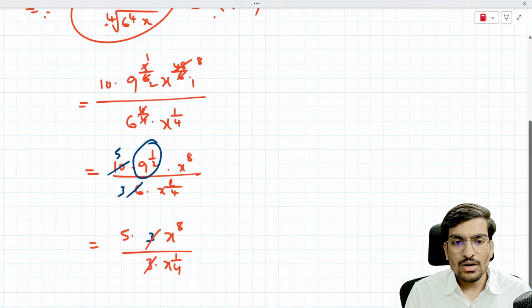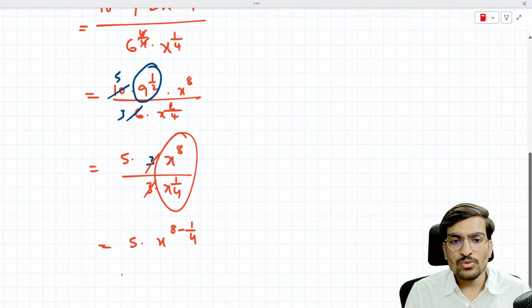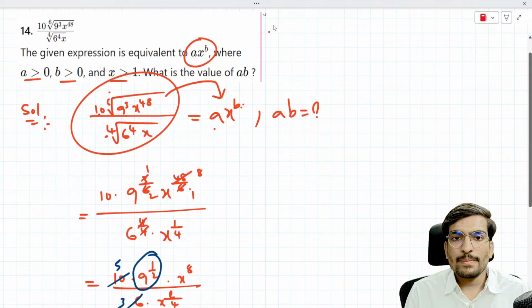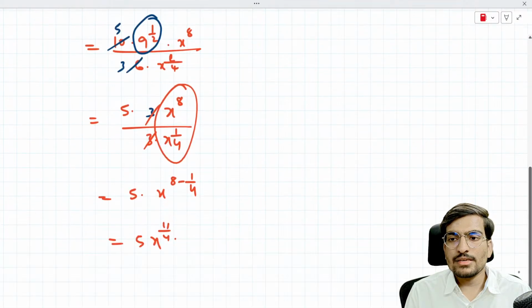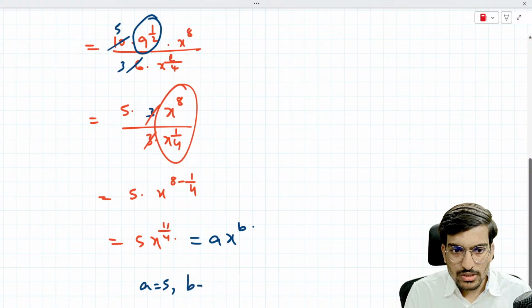3 3 out, and here we apply the quotient rule. On applying the quotient rule, 5 x raised to the power of 8 minus 1 by 4, that is 32 minus 1, 31 by 4. 5 x power 31 by 4. Finally this is looking like a x raised to the power of b. So what is a? 5. What is b? 31 by 4.